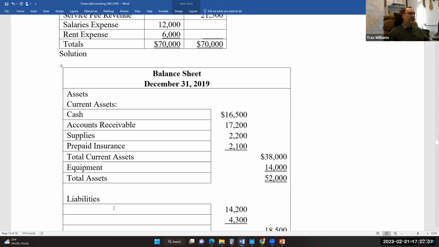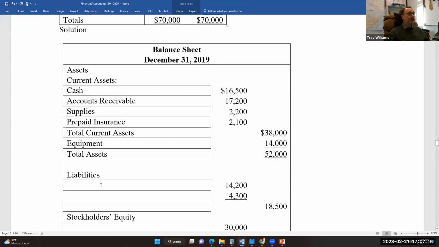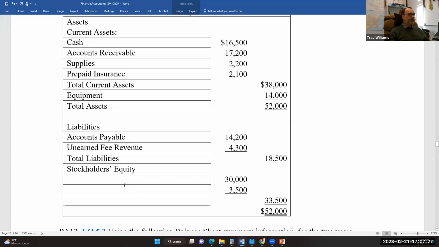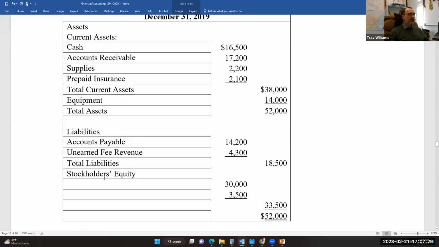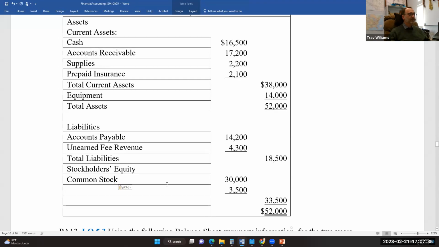Okay, then we're going to go on to the liabilities section of the balance sheet. We have only two liabilities. They are accounts payable and unearned fee revenue. So what do you think we call the total? Total liabilities. Then we go down to stockholders' equity. So we have common stock is 30,000. And what is this 3,500?